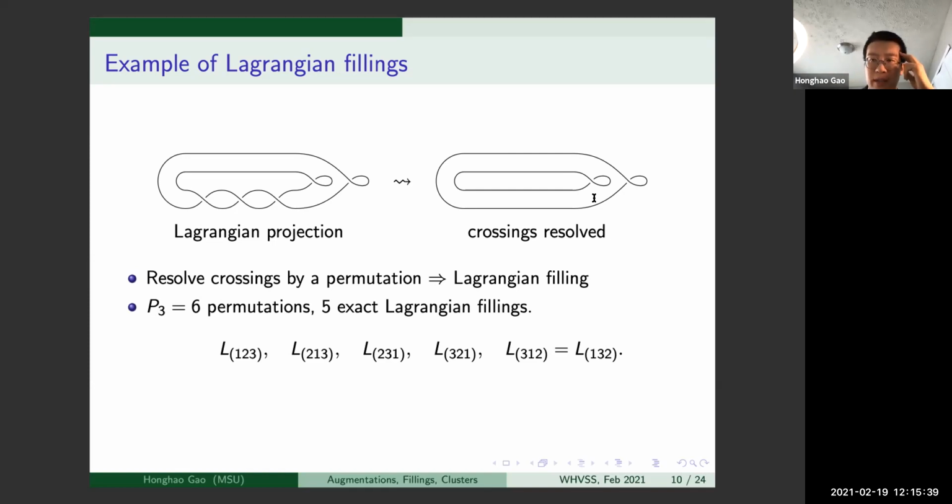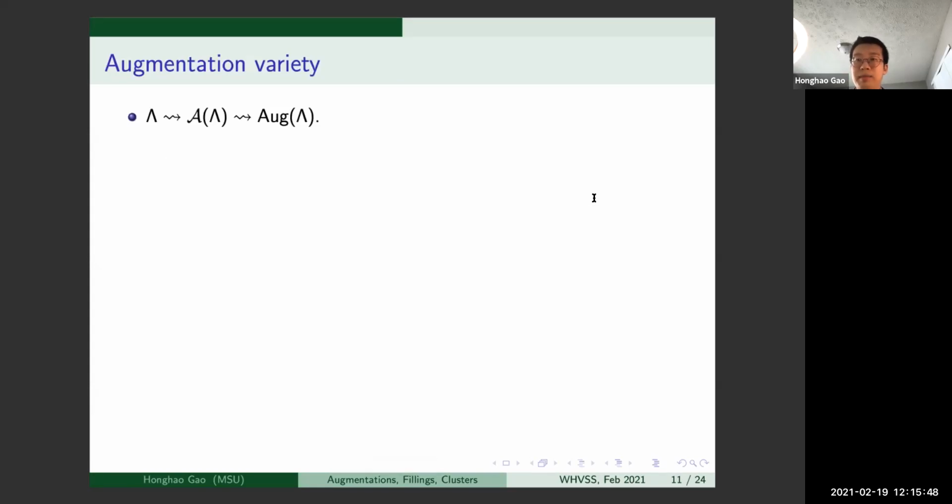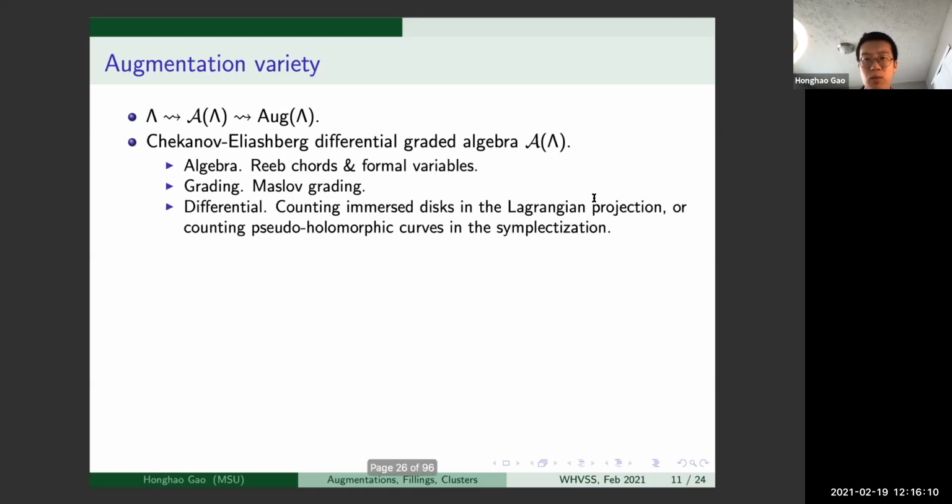So now I have explained to you what are the geometric objects we're going to look at in the talk today. Let me continue with the algebraic constructions, the augmentation variety. So the augmentation variety, it's a two-step construction. We will start with the Lagrangian, and then we'll construct the Chekanov-Eliashberg DGA, and then this affine variety called the augmentation variety. So let me just walk through the definition very quickly.